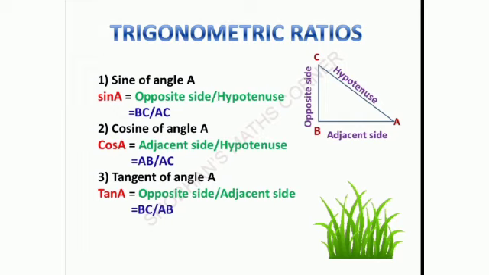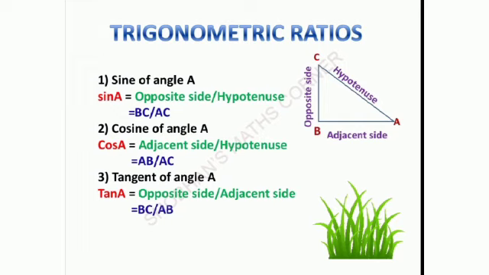Sine of angle A, which can be written as sin A, we read that as sine A, and the meaning is sine of angle A. Here sine A is the ratio of the opposite side to the hypotenuse for angle A. So the opposite side to angle A is BC and the hypotenuse is AC. Therefore sin A is equal to BC by AC.